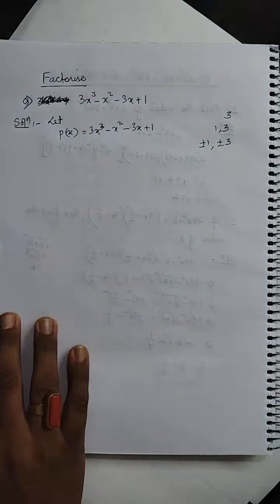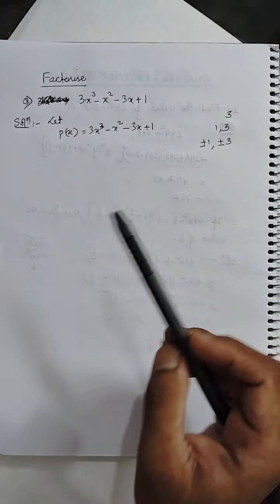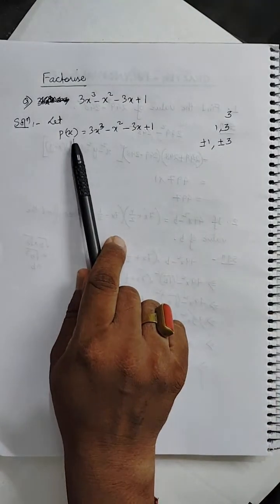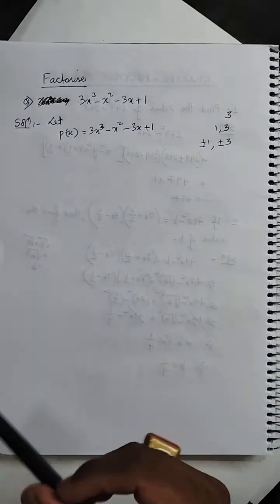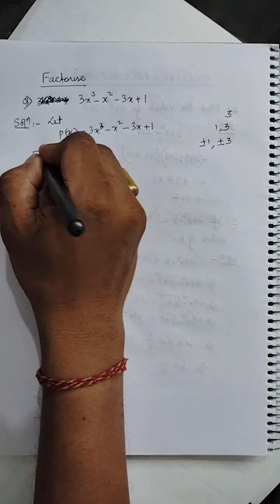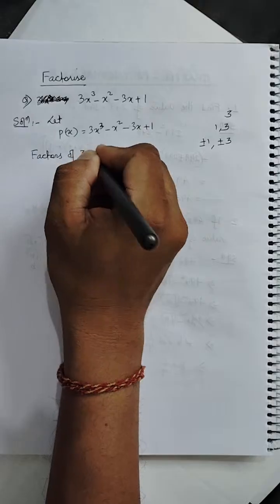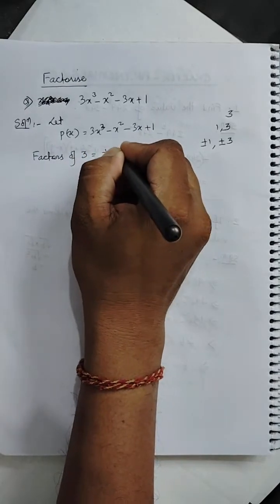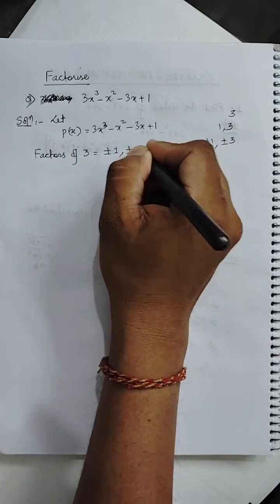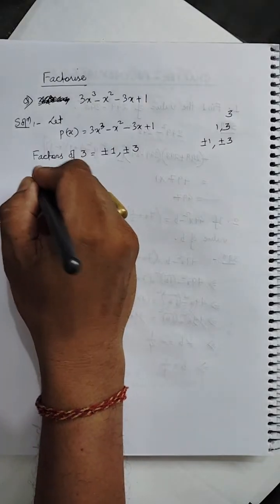3. Okay, so what we can do, we can try one value at a time. We can check for p1 or p minus 1 and then we will proceed. Or let me write, that will be better. Factors of 3 is plus minus 1 and plus minus 3. So now let's start with p1.